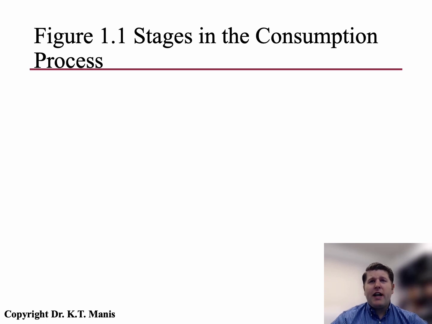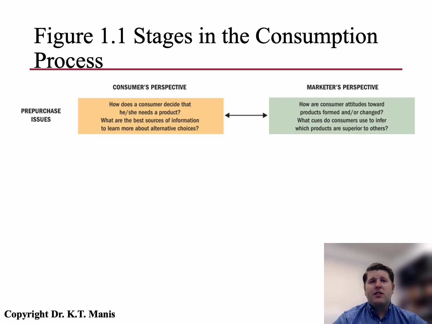So just to give you an idea of different stages that occur in the consumption process, oftentimes consumers start out with some type of pre-purchase issues involved in that. So how does a consumer decide that he or she needs a product? And what information does the consumer use to decide between different alternatives, right? So if we think about this from a vacation standpoint, maybe we're trying to decide where we want to go on vacation. So how do you choose between visiting Dallas, Texas versus Miami, Florida, or versus New York, New York? So how do we make those decisions, and what information do we use as consumers to make those decisions?